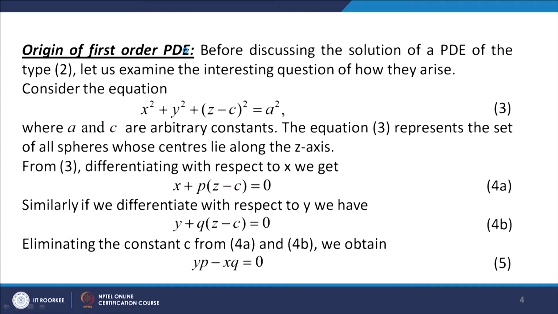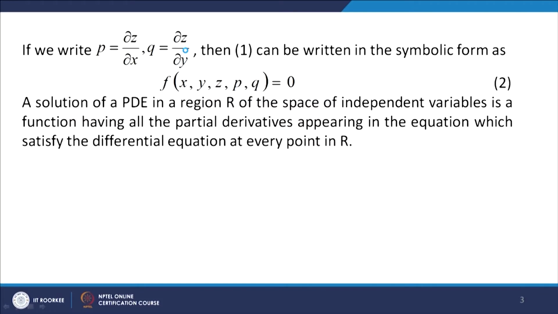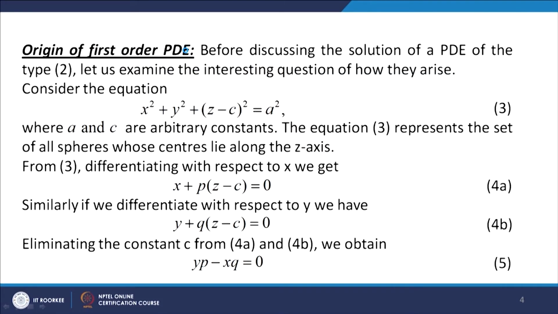originate. So, before discussing the solution of a partial differential equation of the type 2, that is f(x, y, z, p, q) = 0, let us see how the partial differential equation of first order arises. So, consider the equation x² + y² + (z − c)² = a², where a and c are arbitrary constants. You can see that this equation represents the set of all spheres whose centers (0, 0, c) lie along the z axis and the radius is a.